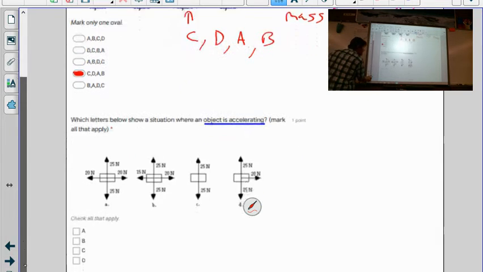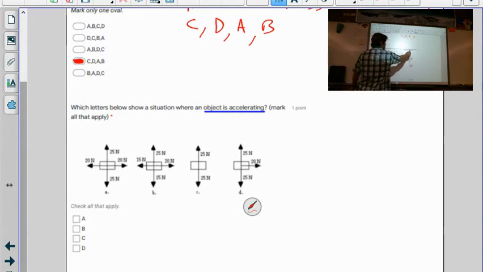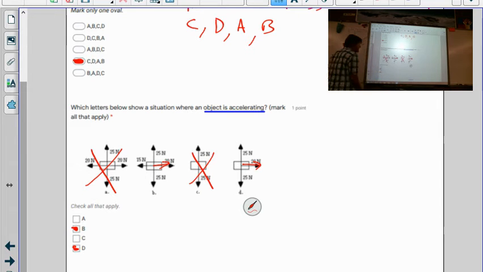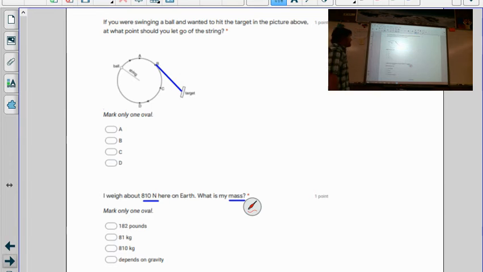For this one over here, the object is accelerating. If an object is accelerating, there is a net force acting on it. This one, 20 and 20 cancel out. 25 and 25 cancel out. Nope. 15 and 20, there's a net force that way. So that one is correct. Those cancel out, so that one's not right. Net force, so that one. Those two are both accelerating because there's a net force acting on them.